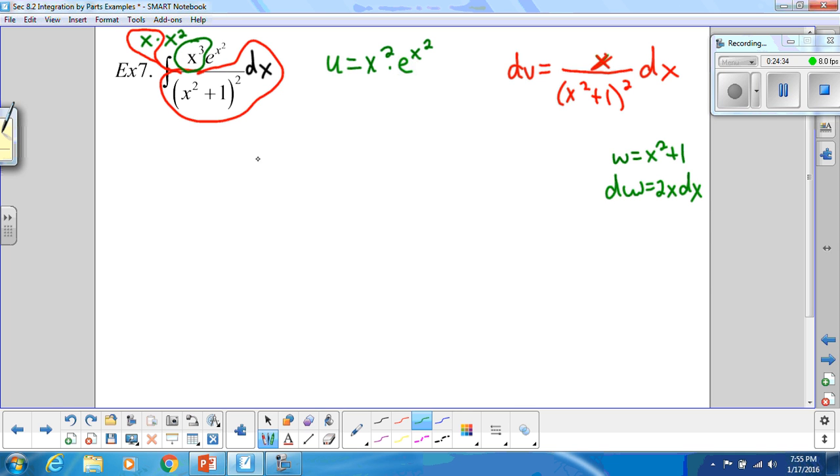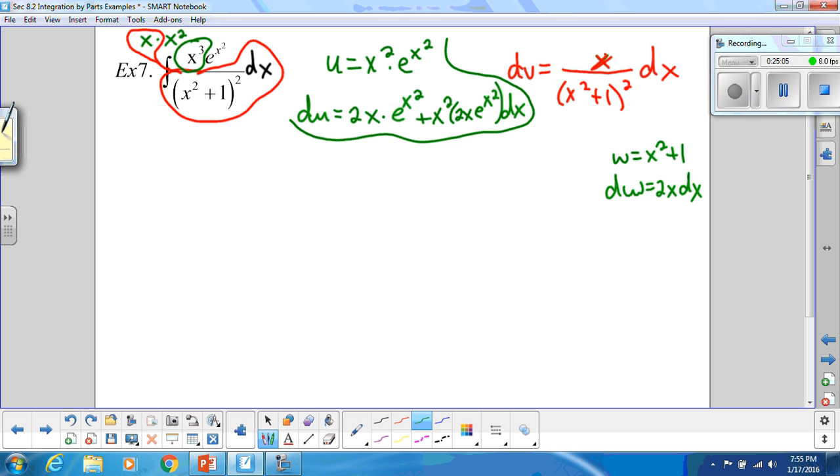All right, so if I do my du, we have to do product rule. I know you guys are probably hating this already. So I'm going to take the derivative of x squared. That's 2x times e to the x squared plus, keep the x squared the same, and then the derivative of e to the x squared is going to be 2x e to the x squared, all times dx. All right, so that's the u part. Let me section that off so we don't get confused.